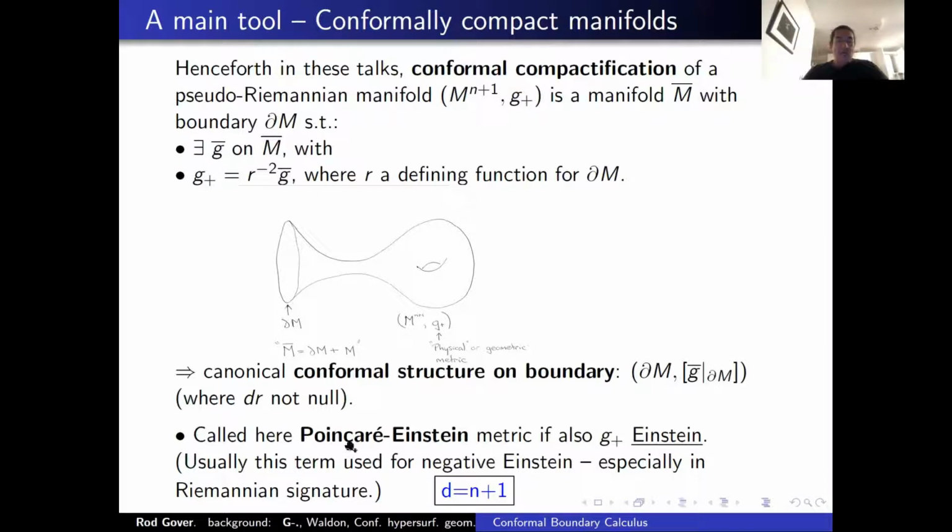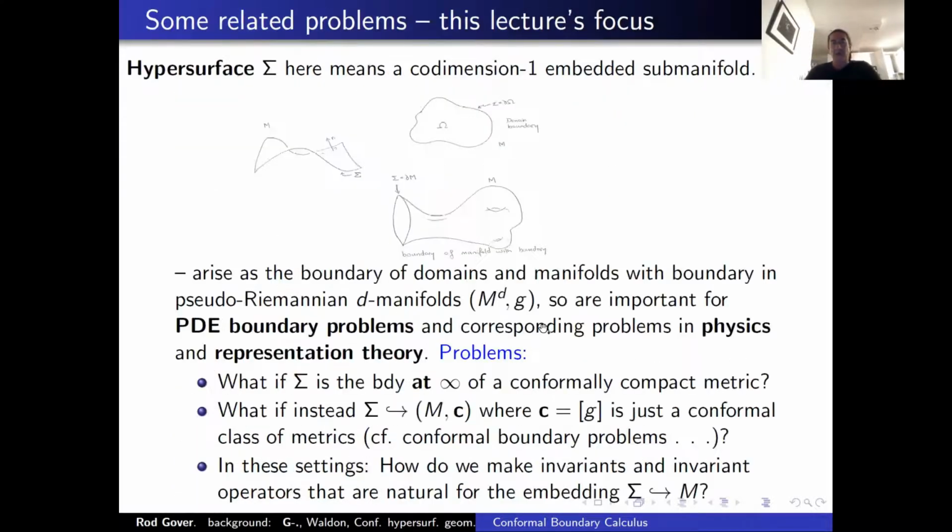In these talks, I'm going to say it's Poincaré-Einstein if this interior metric's Einstein. Now, usually this term's restricted to the negative Einstein case, especially in Riemannian signature, but just to be simple, I'll just say that it's Poincaré-Einstein if this metric's Einstein. And throughout these talks, D is n plus 1, so I'll mainly talk about dimension D, which will be n plus 1. Okay, well, let's just go back.